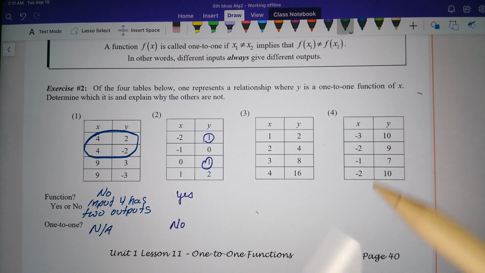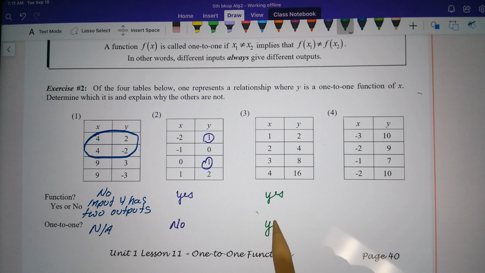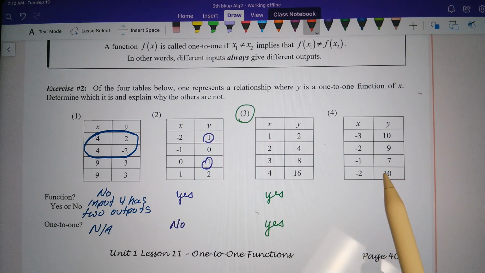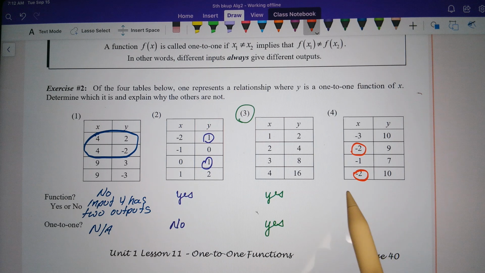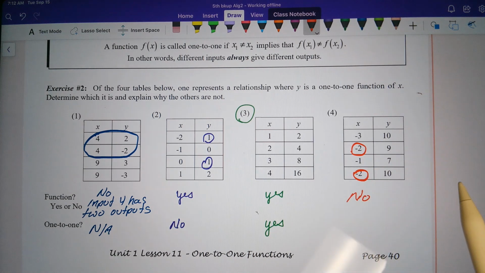Table 3. First, is it a function? Does each input map to a unique output? 1 to 2, 2 to 4, 3 to 8, 4 to 16, yes. And does each output have a unique input? Yes. So choice 3 is the one that is a one-to-one function. And let's just look at table 4. -3 goes to 10, -2 to 9, -1 to 7, -2 to 10. This is not a function. The input -2 has 2 different outputs. And then one-to-one is not applicable.